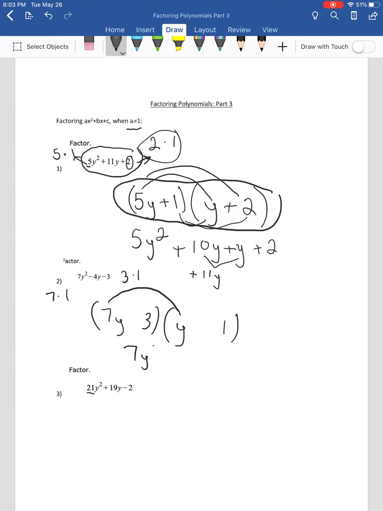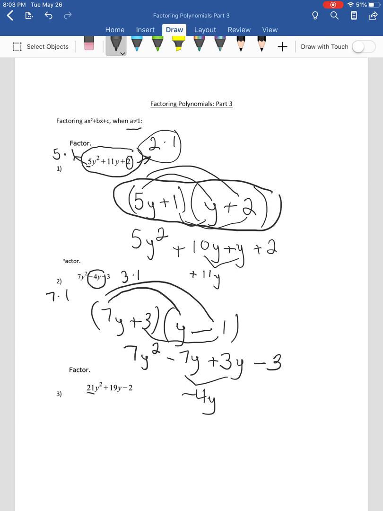7y times y, 7y squared. Now I'm going to put a minus in front here because we're going to have a negative. This is going to give me a negative 7y, and we need a negative 4y. So if I stick a plus over here, that's going to be the plus 3y, which is going to make that negative 4y that we want in the middle. And then, of course, the 3 and the negative 1 makes that negative 3. So it's going to be 7y plus 3 times y minus 1.